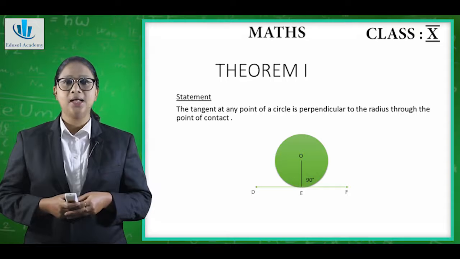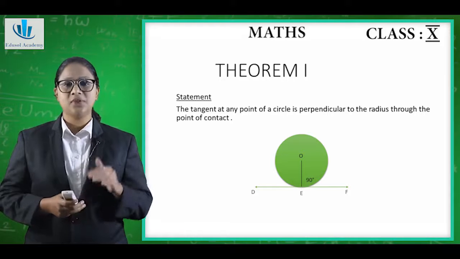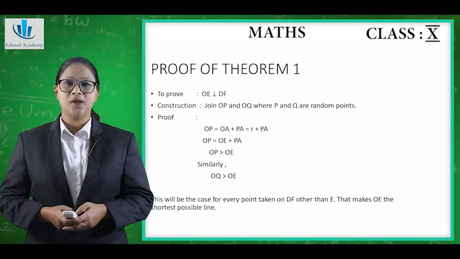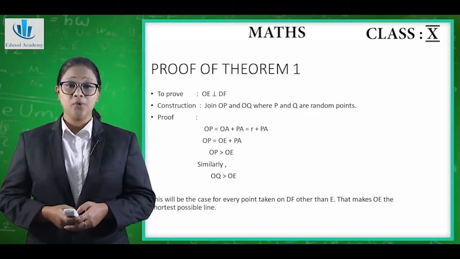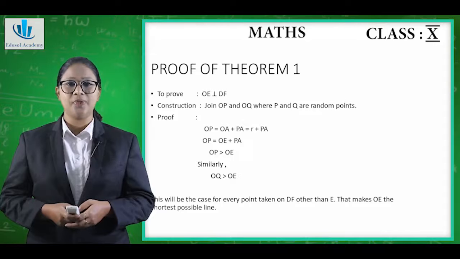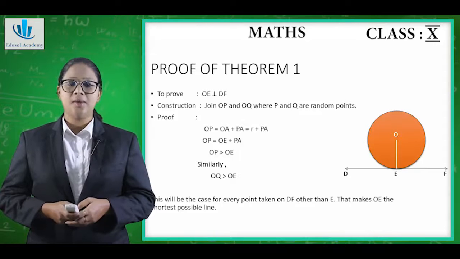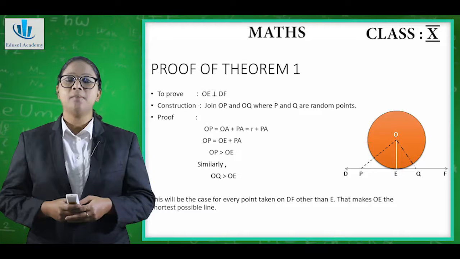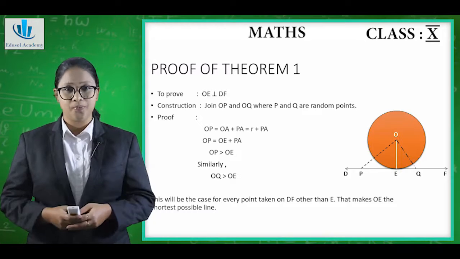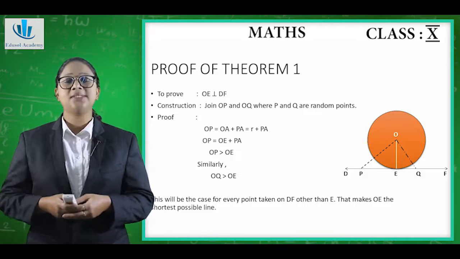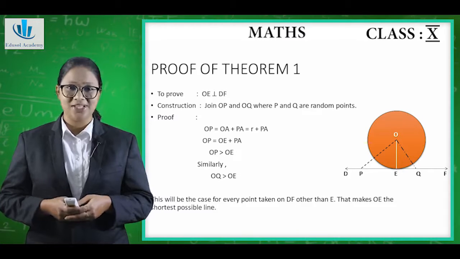So the angle that E makes with respect to the tangent and the radius is 90 degrees. The proof of Theorem 1. Before doing the proof, we have to bring about some constructions in the illustration. Pick any two random points P and Q on the tangent and connect them both to the center O. So join OP and OQ where P and Q are randomly picked points.